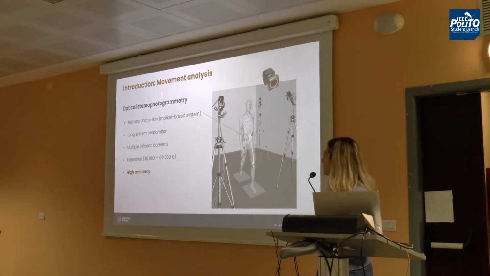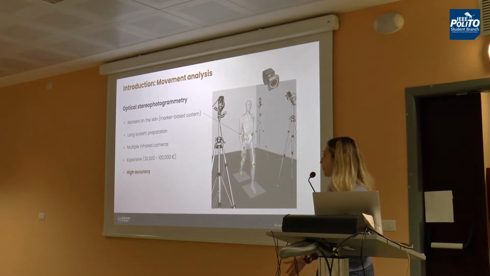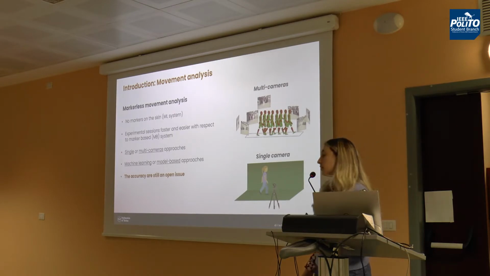The gold standard in movement analysis is optical stereophotogrammetry. This technique consists of putting some markers on the skin of the subject, and the movements of these markers are acquired by multiple infrared cameras, and of course the results are very accurate. But the disadvantages are the time required for system and subject preparation, and also the cost, which amounts to 100,000 euros. So an alternative is markerless movement analysis, which doesn't require markers on the skin of the subject.